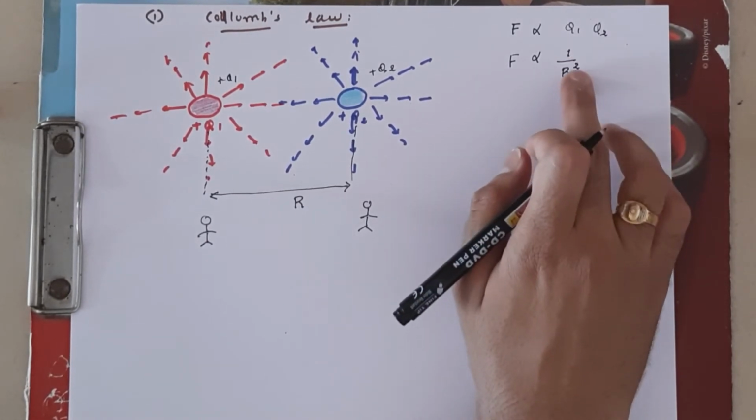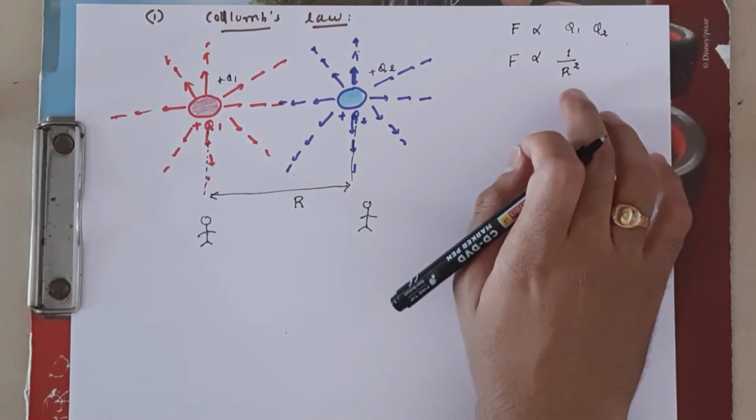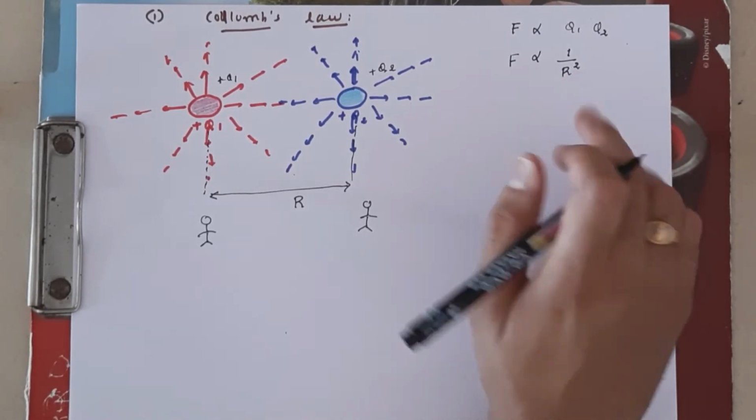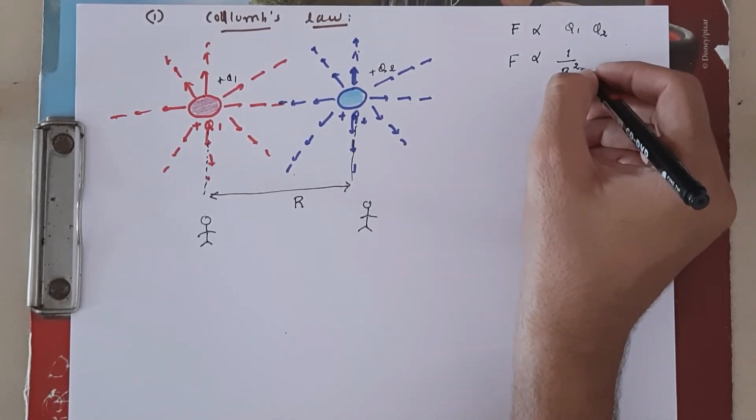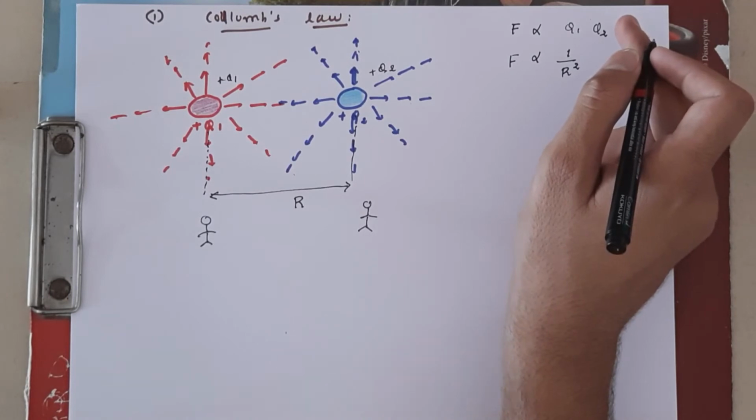And it is inversely proportional to the square of the distance. It is scientifically proved. Now the question is why it is inversely proportional to the square, not only inversely proportional to the distance. Because it is scientifically proved that the force between two charges is inversely proportional to the square of the distance between them.